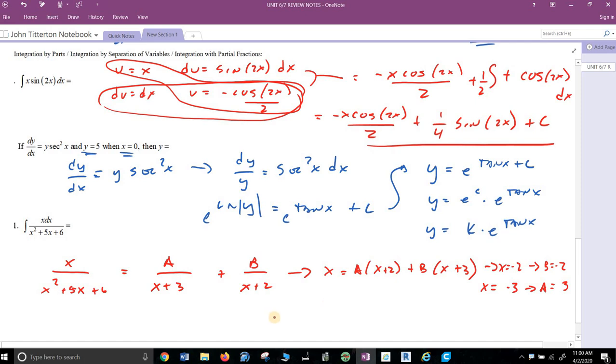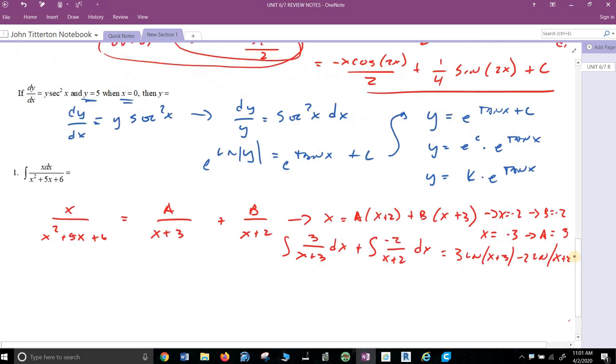Alright, cool. So now we can do the integral of 3 over x plus 3 dx plus the integral of negative 2 over x plus 2, which I believe gives you 3 ln of x plus 3 minus 2 ln of x plus 2, and then we can simplify using the laws of logarithms. So that's a lot.